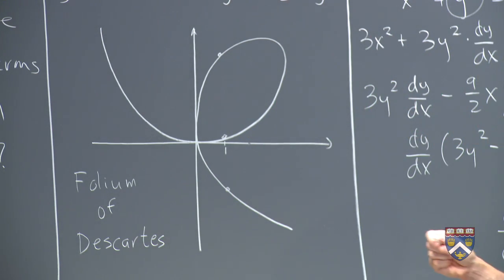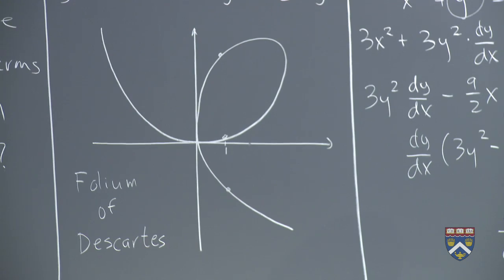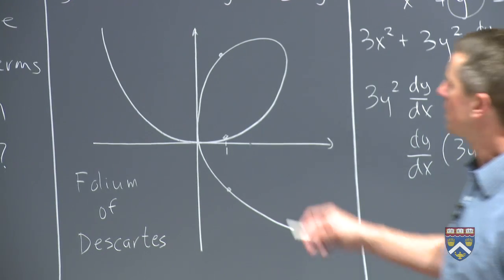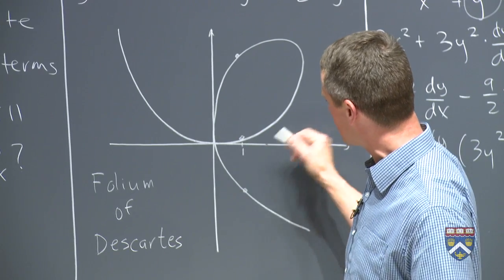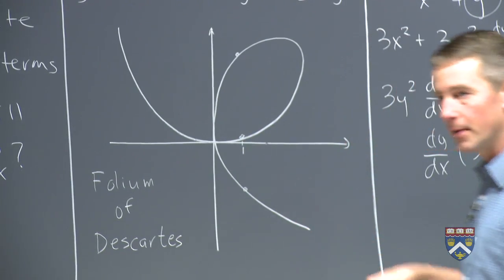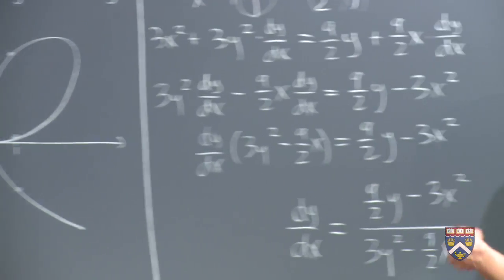So if you only knew the x value, would you expect to be able to say what the slope is? No. There are 3 different slopes at x equals 1, right? There's whatever this positive slope is, this positive slope, and this negative slope. And we can see that in this formula for dy dx.